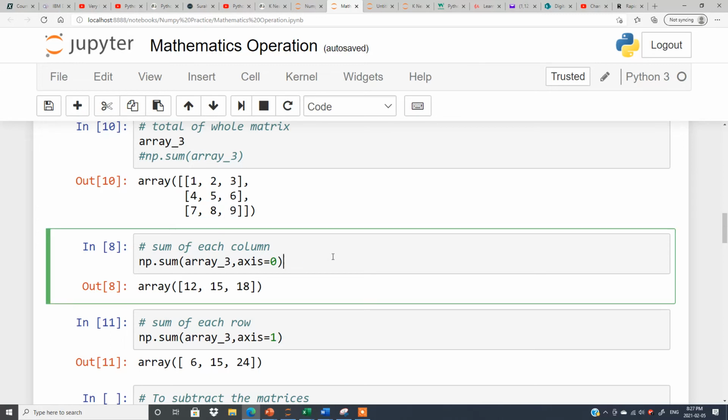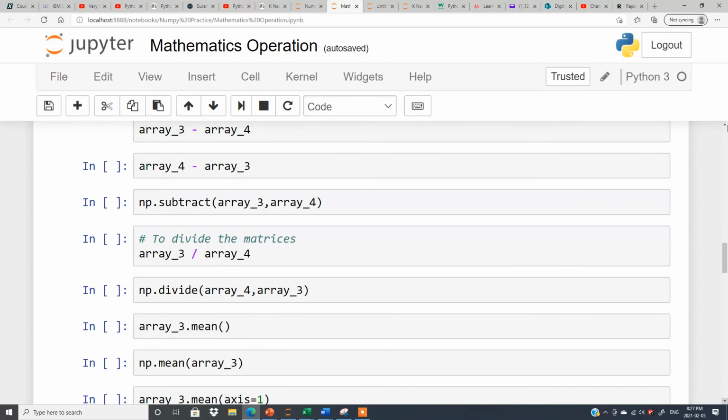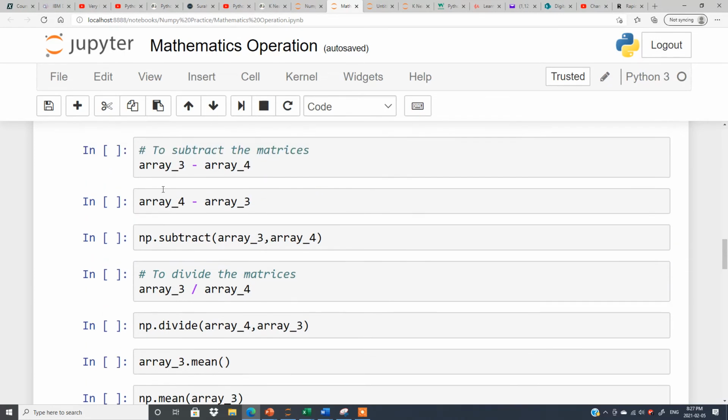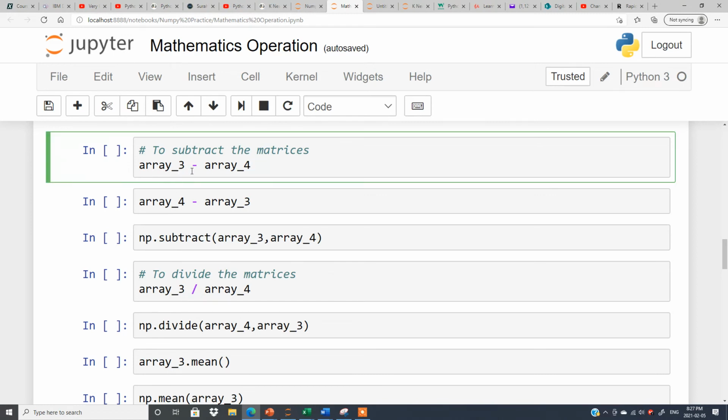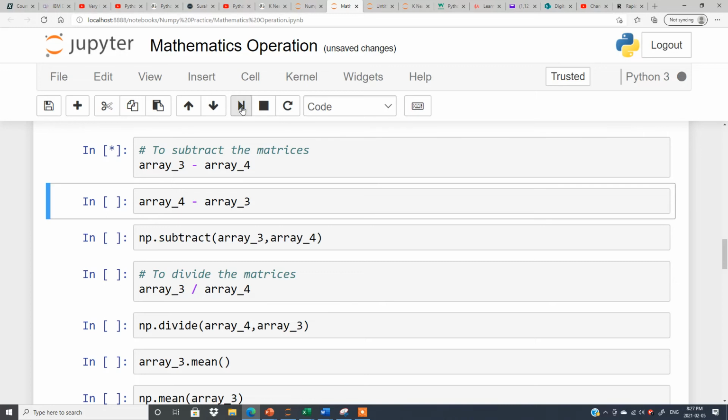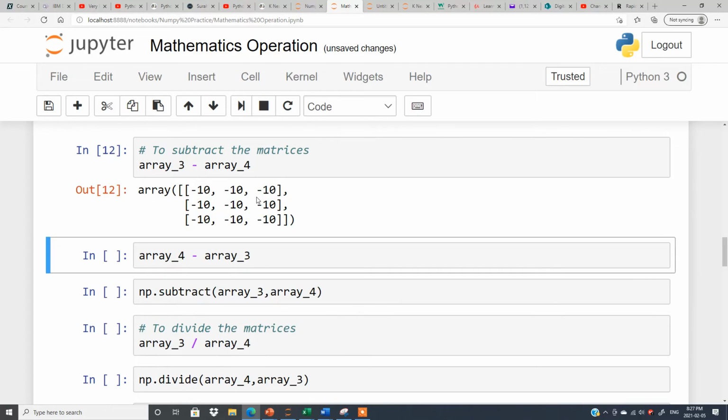But when we work with the data frame, it will be opposite. I will let you know at that time that you have to use axis equal to 0 and 1. Okay, now to subtract, same thing. Array 3 minus array 4 is very simple. When we execute it, this is the output.